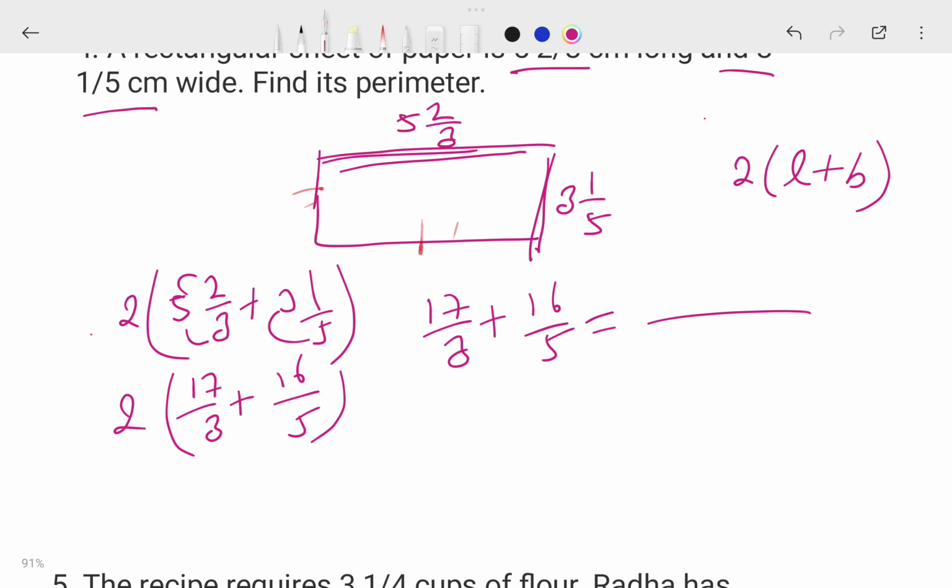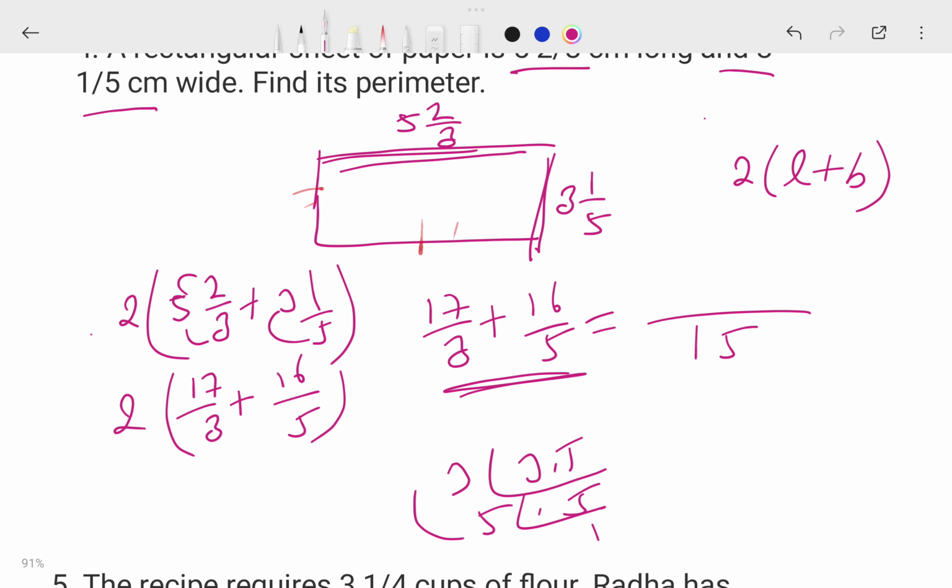When you take the LCM of 5 and 3, 5 3s are 15. So the LCM is 15. In the 3 table, how many times is 15 there? In the 3 table, 15 is there 5 times, so this is going to be 17 into 5. Then plus. In the 5 table, how many times is 15? 3 times. Then it is going to be 16 into 3.